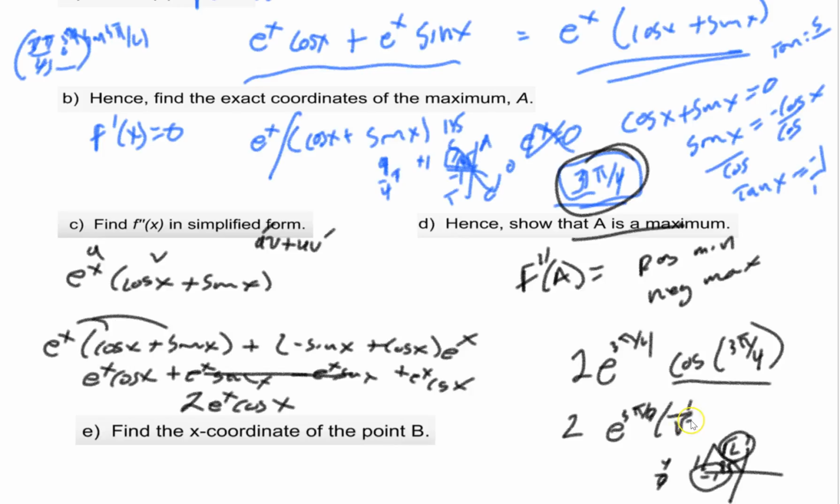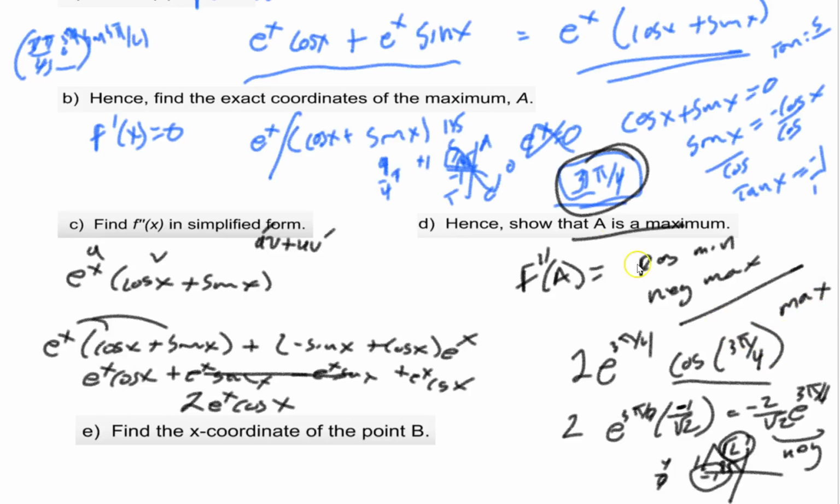Negative 1 rad 2 to negative 1. Now I'm going to get negative 2 rad 2 e to 3 pi over 4. This is negative. E is always positive. So that's a negative thing, so it's positive times a negative. Hence, we get a max. So that's how you show it.